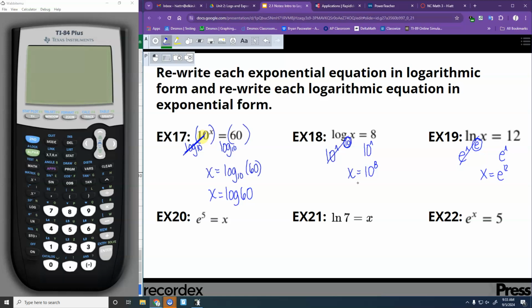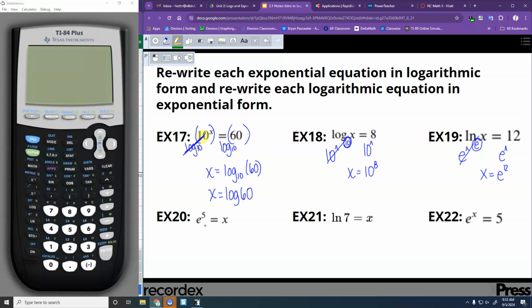Okay, questions so far? All right, 20. Who thinks they can do 20? Let me remind you that e is a number. All right, is this a log? Do you see an L? No. A log will always have either the word log or ln. Ln just means log base e. So this is not a log. This is an exponential because you've got something raised to a power. So we've got an exponential right now. We need to turn it into a log, right?